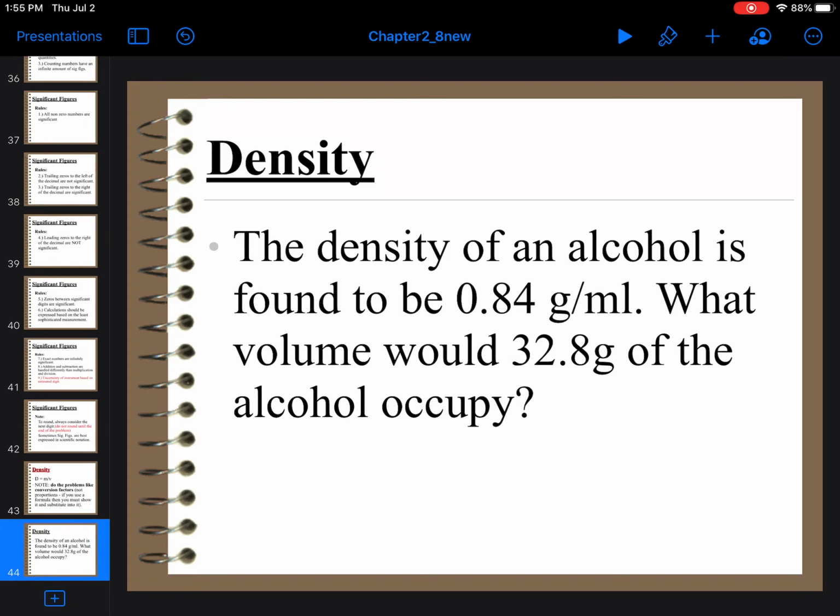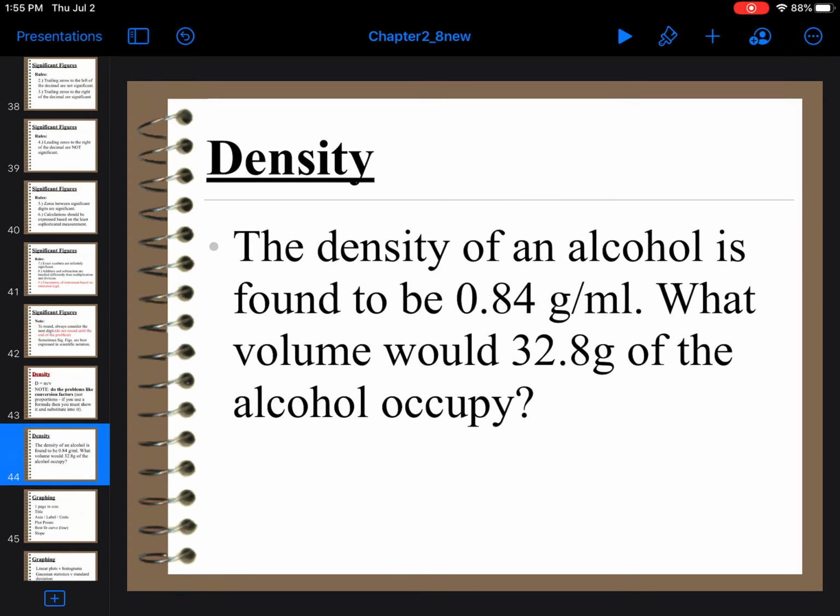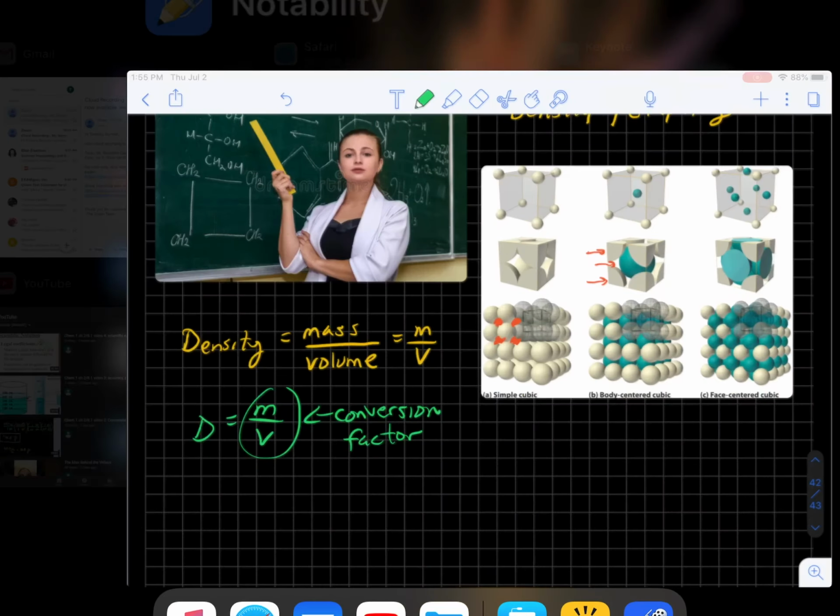So here's a problem. Suppose we have a particular alcohol. We know the density of it. They give you the mass. They want you to predict the volume. So we can approach this one of two ways.